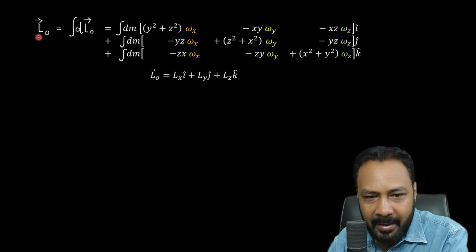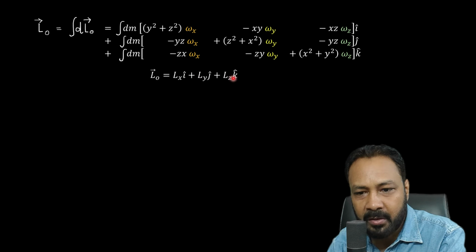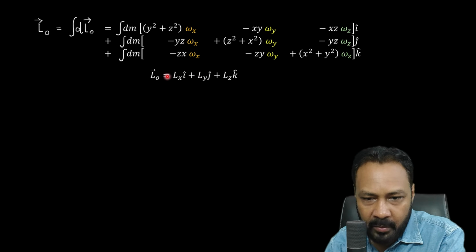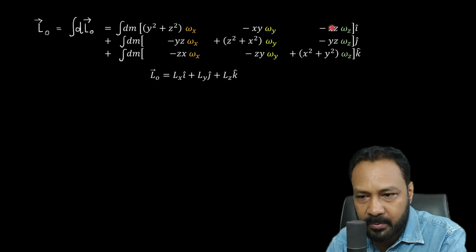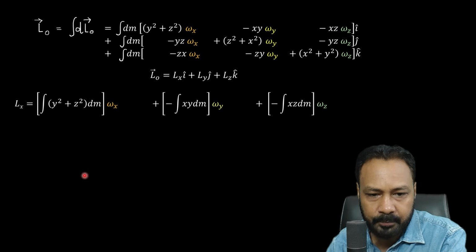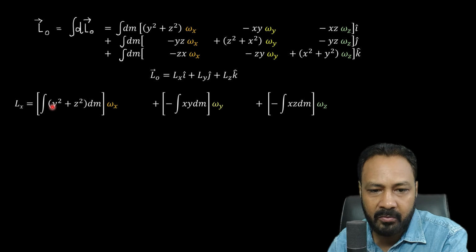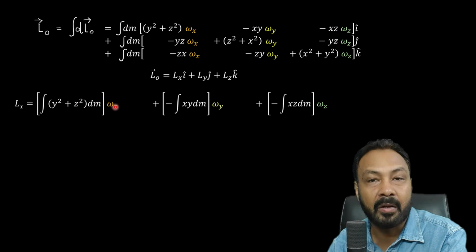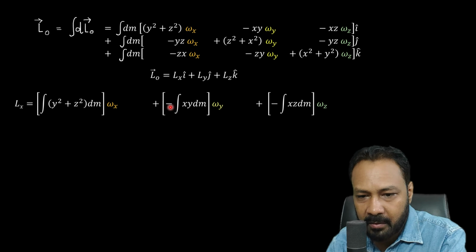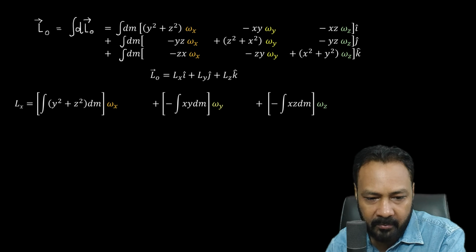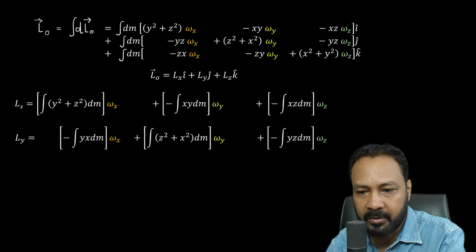So separating the x component, y component, and z component of the angular momentum, this term is basically Lx, this term is Ly, and this term is Lz. So Lx is the integration, with dm taken inside. Lx is the integration of (y square plus z square) dm omega x, plus the other terms. Similarly, Ly and Lz can be written.